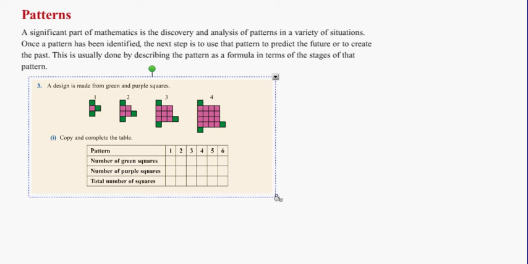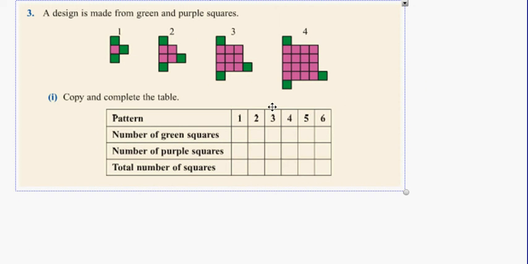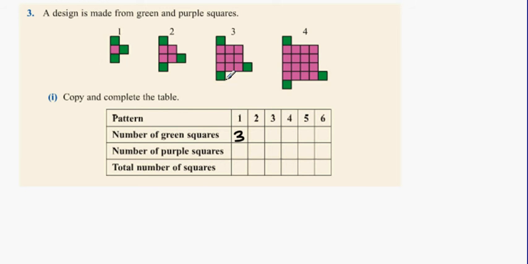Okay, so what we have here is question 3. We're told a design is made from purple and green squares. Copy and complete the following table. What we can see from the table is that the number of green squares in the first one is 3, basically 3 all the way across. The number of green tiles never changes.